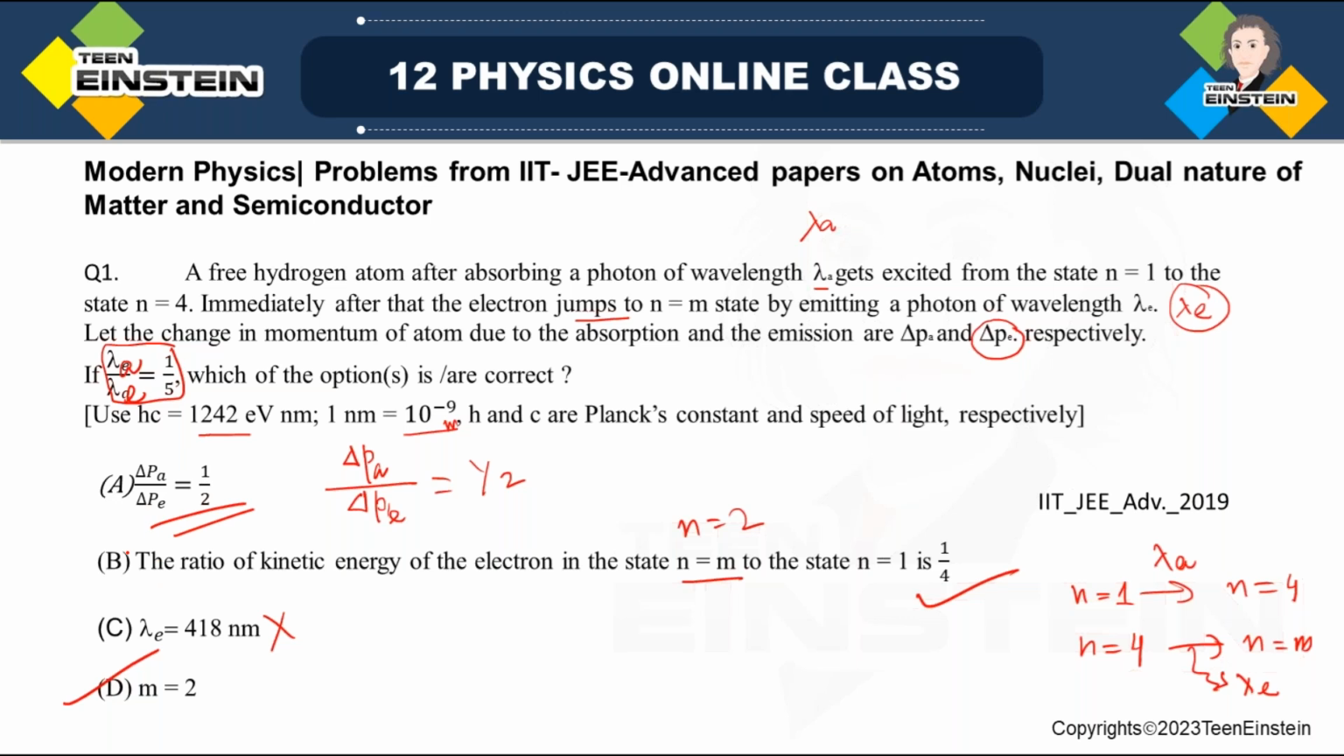Now delta p, the change in the linear momentum. The ratio of the change in the linear momentum is half.